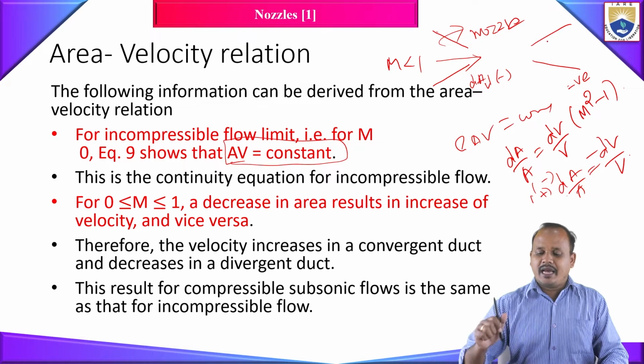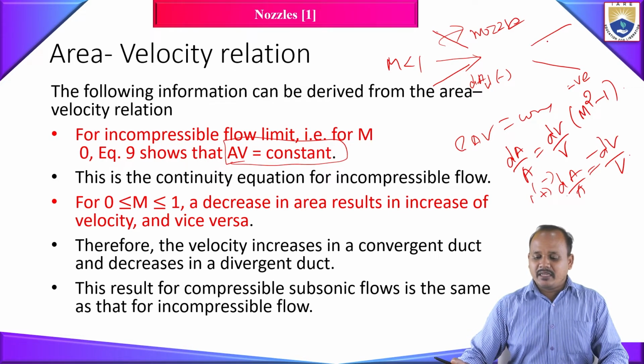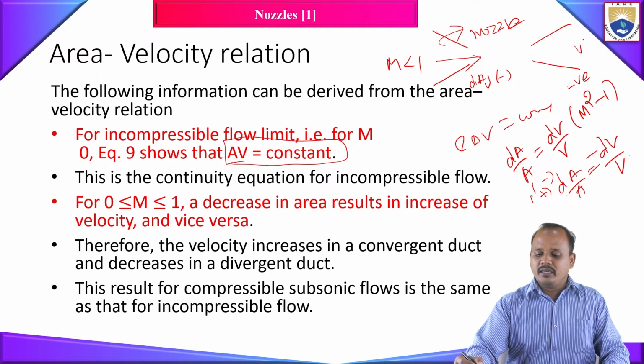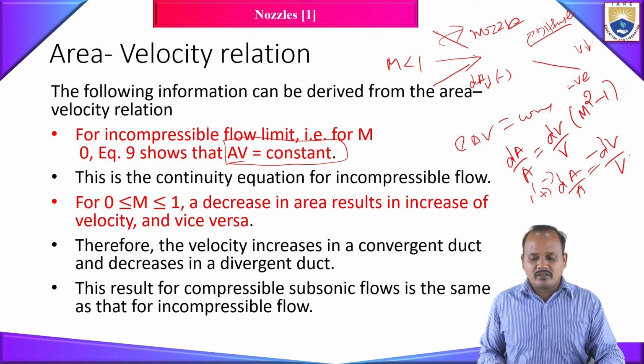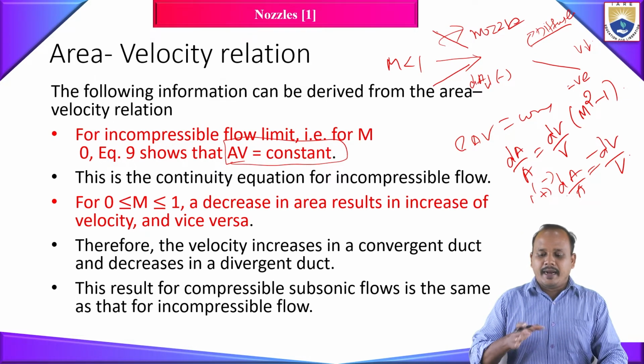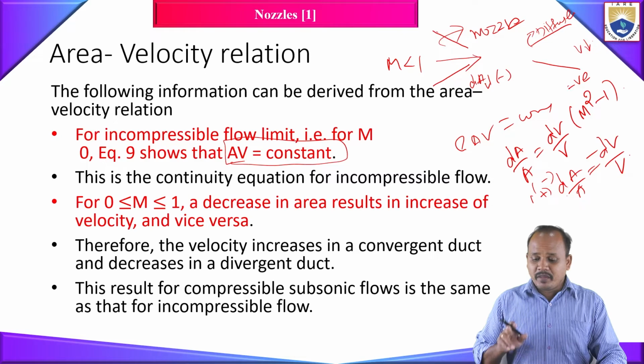Now, let's take a divergent passage where your area change is positive, that is, area is increasing. We have seen for the positive change in area, the change in velocity is negative. So your velocity is going to decrease. A divergent passage will act as a diffuser for the subsonic entry. Okay, so as you can see here, a convergent section will act as a nozzle for the subsonic entry, and a divergent section will act as a diffuser for the subsonic entry.